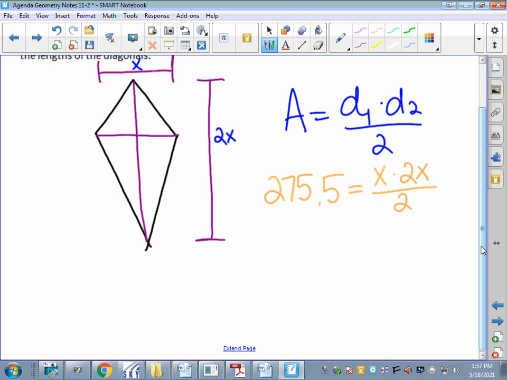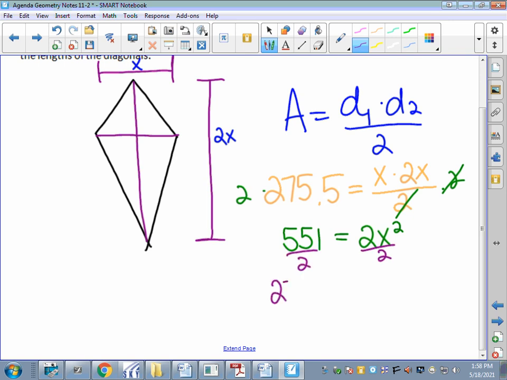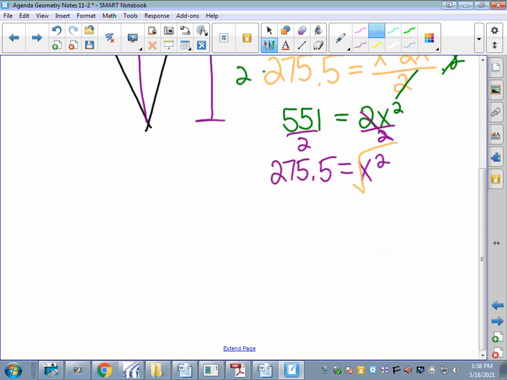I'm wondering if you're not going to like those over 2's, so you're going to times by 2 to cancel that out. That's going to be like 551 when I multiply 275.5 times 2. x times 2x is 2x squared. So I'm going to solve this. This is not a quadratic. I do not have a plain old x. I could square root if I get rid of this 2 first. So I'm back to 275.5 equals x squared. And then my last step, we all know, is to square root.